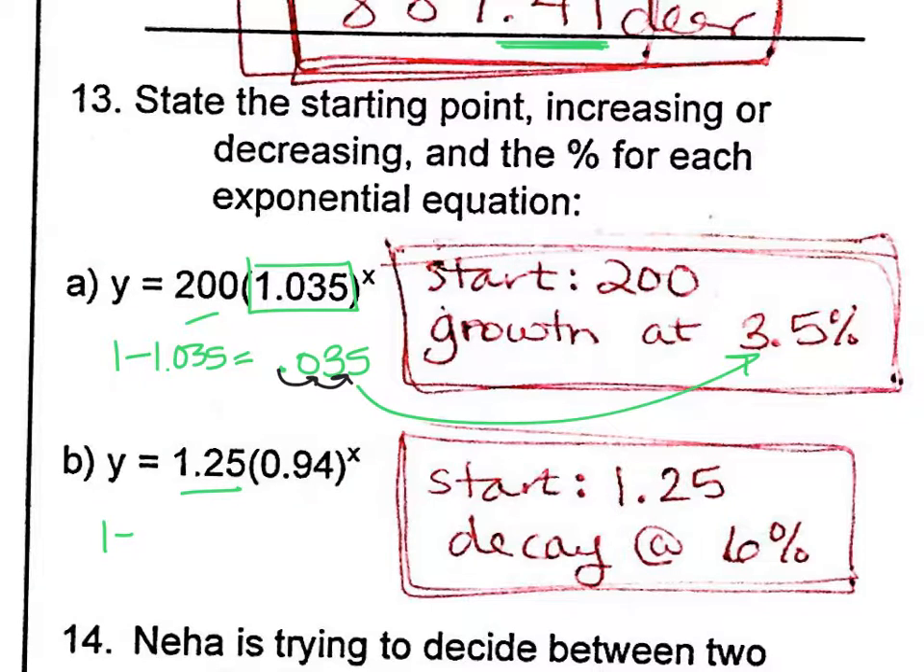Here on B, I did the same thing, 1 minus 0.94, and I got 0.06, and again, move the decimal 2 places back to where it would have started, which would have made it the whole number 6 in the end.